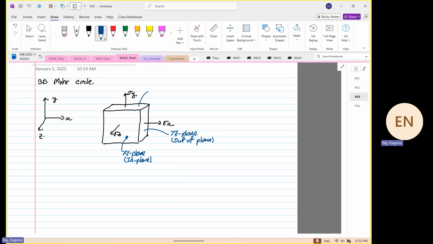Over here, this is known as your XZ plane. Again, this is your out of plane. Okay. So we are going to analyze 3 different conditions.